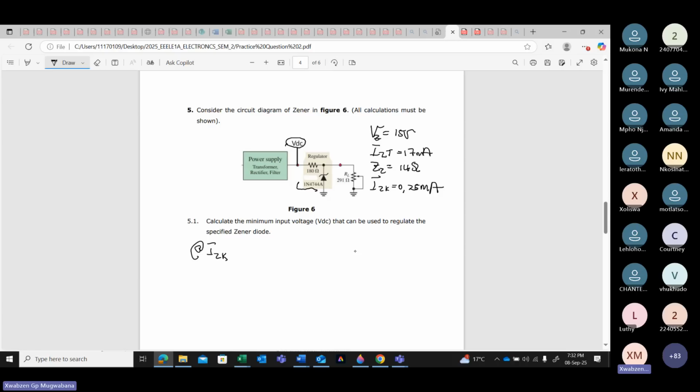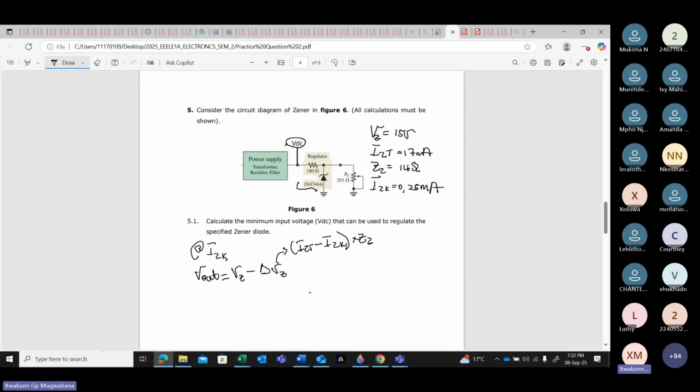Okay, I have got this data sheet. Now, with this data sheet, how do I work with this IZK? At IZK, the first thing I need to do when I work with a Zener is find V out. What will be my output voltage at this minimum? It's going to be your V of Z minus your change in V of Z. What is this change in V of Z? It must be IZT minus IZK, all of these multiplied by ZZ.